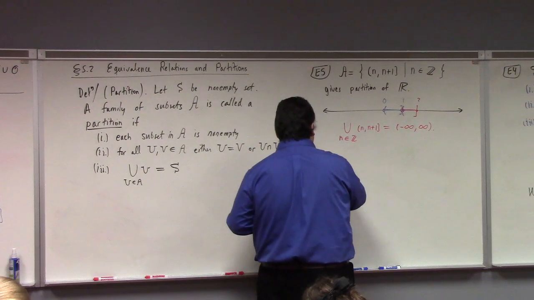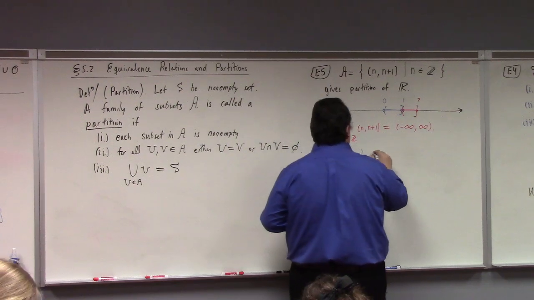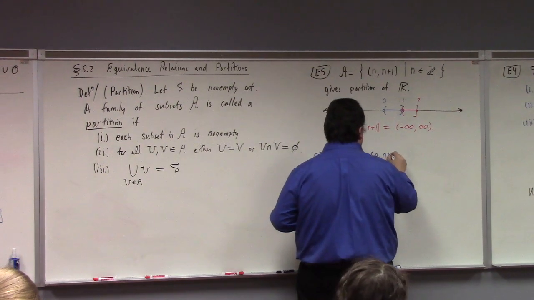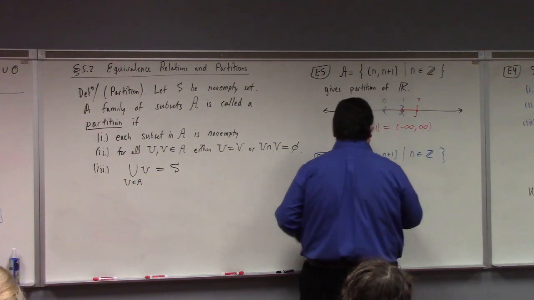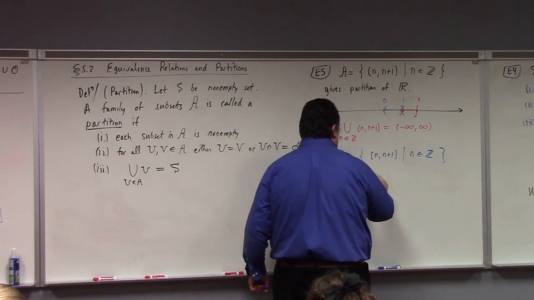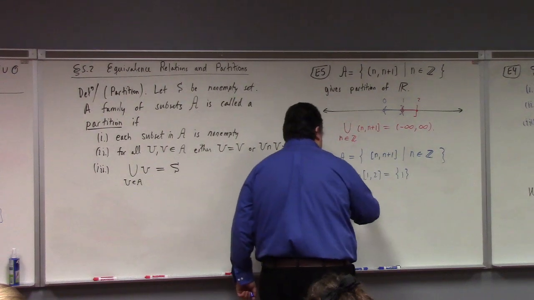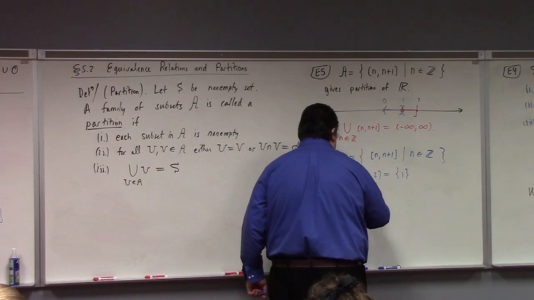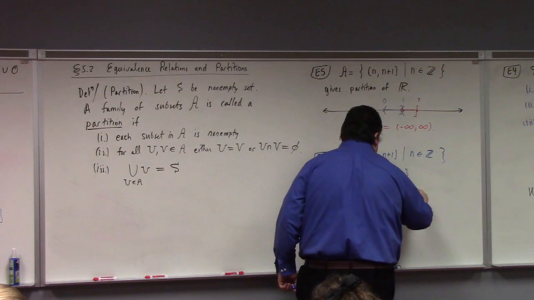Example 6, if I tried to use almost the same thing, but with a closed bracket, this wouldn't work. Why? Notice that 0 to 1 intersect with 1 to 2 has 1 in it, right? So these are not disjoint. Therefore, A is not a partition.